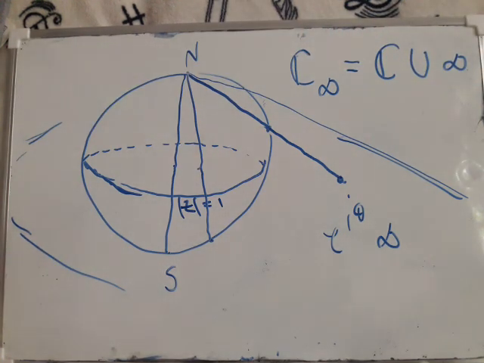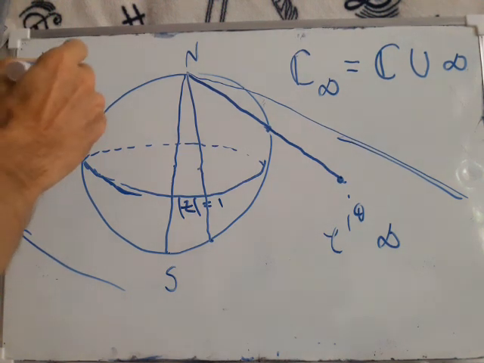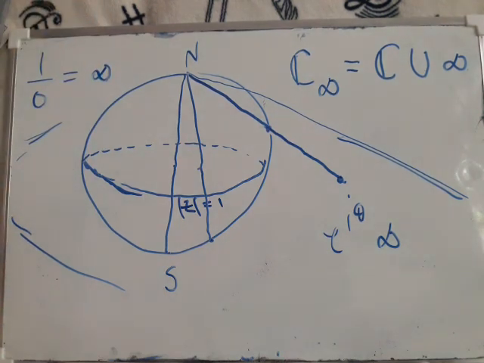Thinking of infinity as a single point rather than plus or minus infinity as we normally do is actually a very useful, simplifying concept. The reason for this is that we can now say that 1 over 0 is equal to infinity. Before we couldn't do that because we never knew whether 1 over 0 was equal to minus infinity or plus infinity or i infinity and so on. Now we think of there being only one infinity. And with the extended complex plane, we can regard infinity just as another point in our space.